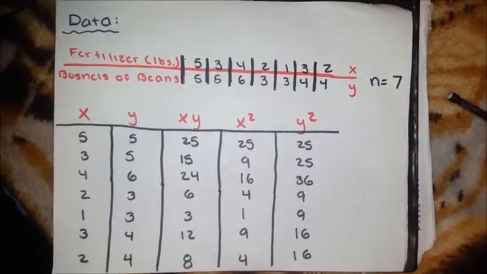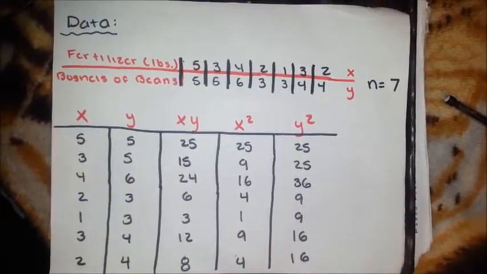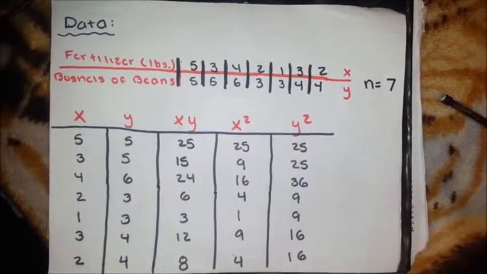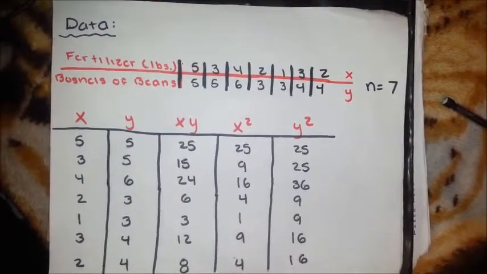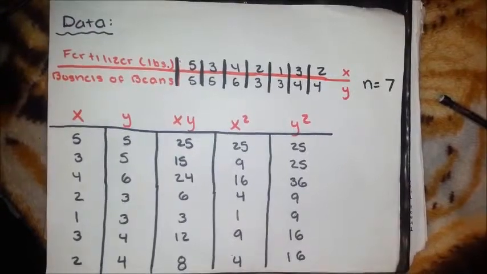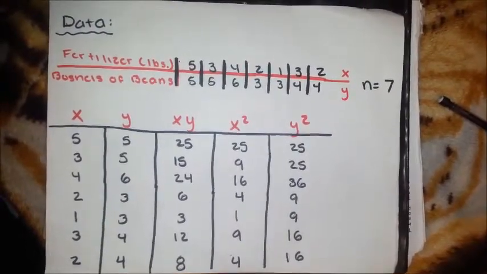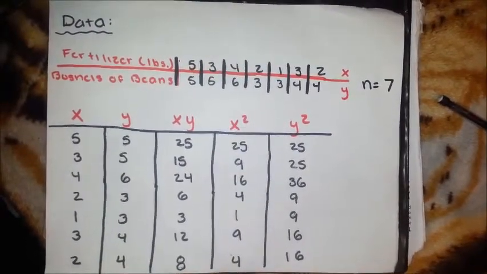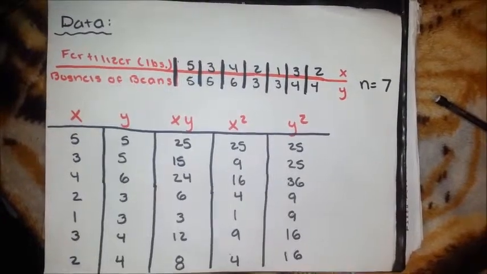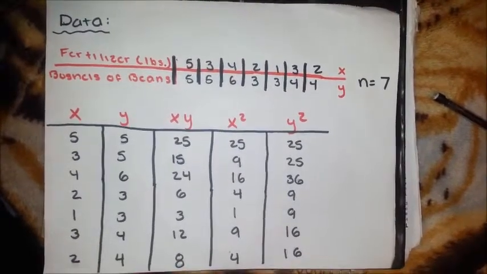In the chart below, as you can see, X and Y are listed in a row. In order to get XY, you multiply 5 times 5. To get X squared, you multiply 5 by itself, and to get Y squared, you multiply 5 by itself, and repeat the process for the rest of the values.